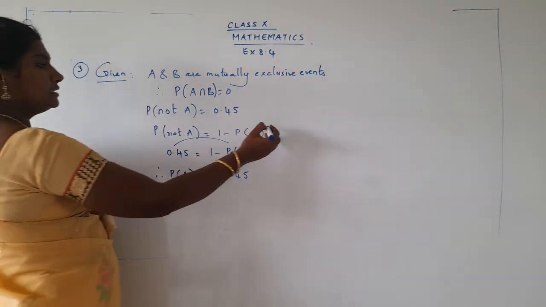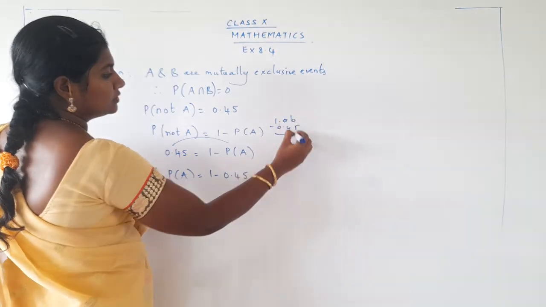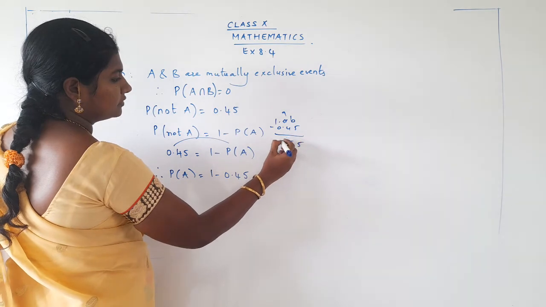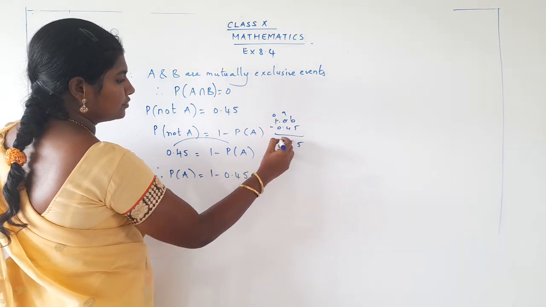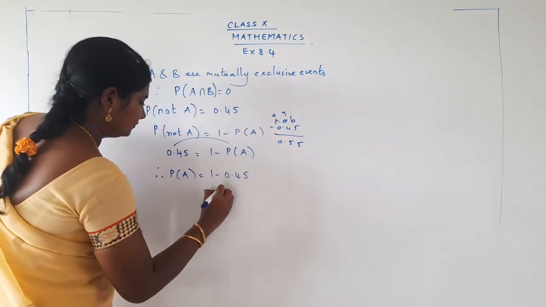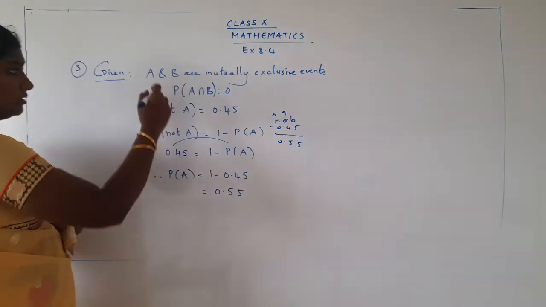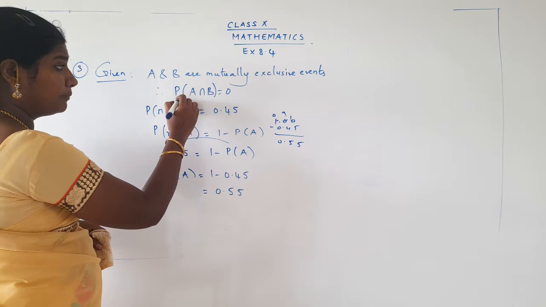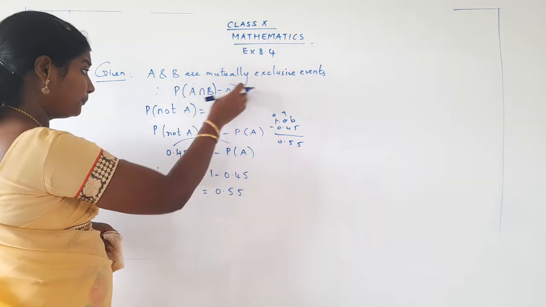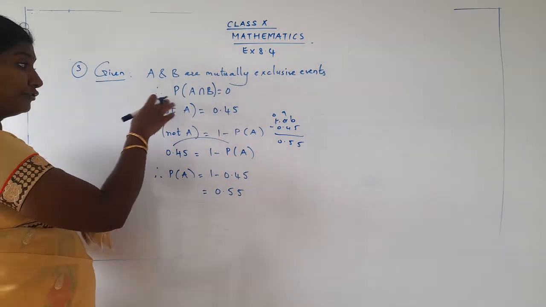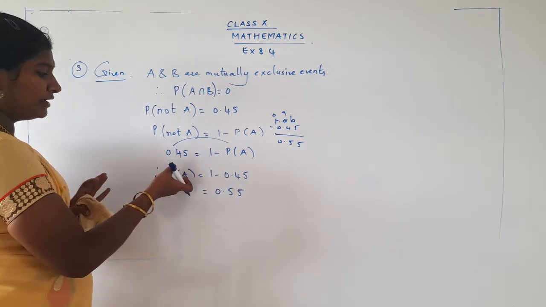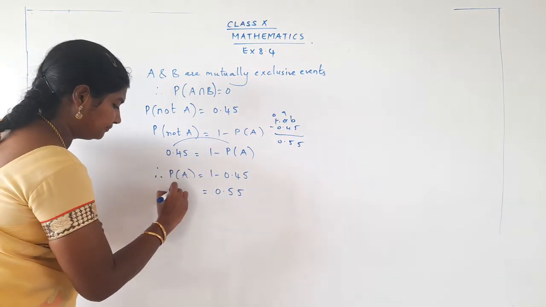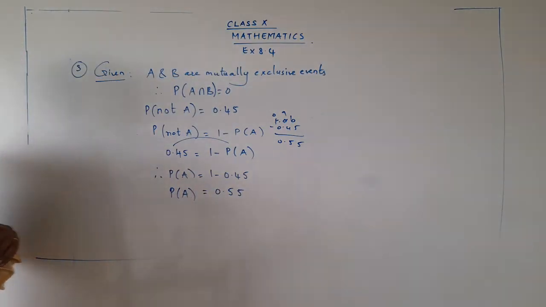So what do you get here? 1, 0.45. So 5, this becomes 0.55. Okay. So we were given that A and B are mutually exclusive. So I have found that P of A intersection B is equal to 0. They have given the value for P of not A. So from P of not A we have found the value for P of A. Here are the steps.